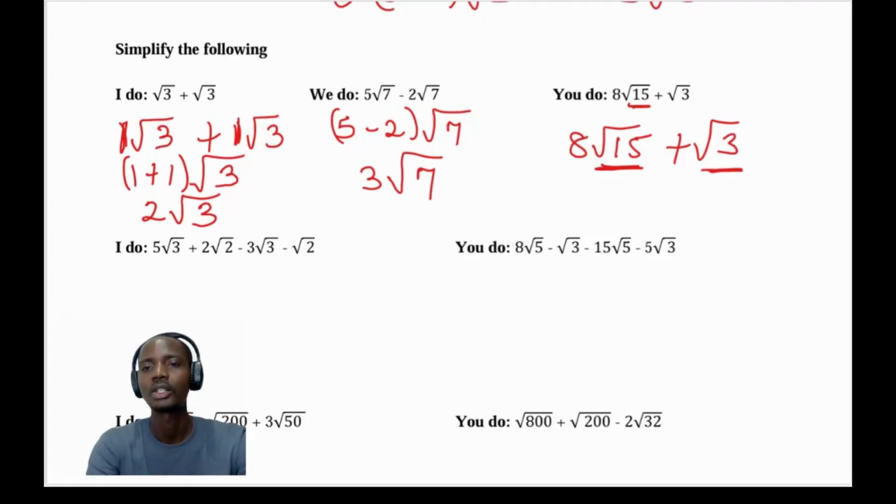It is like you having to add up, let's say, 8x plus y. There's no way you add that up, right? So it remains that way.